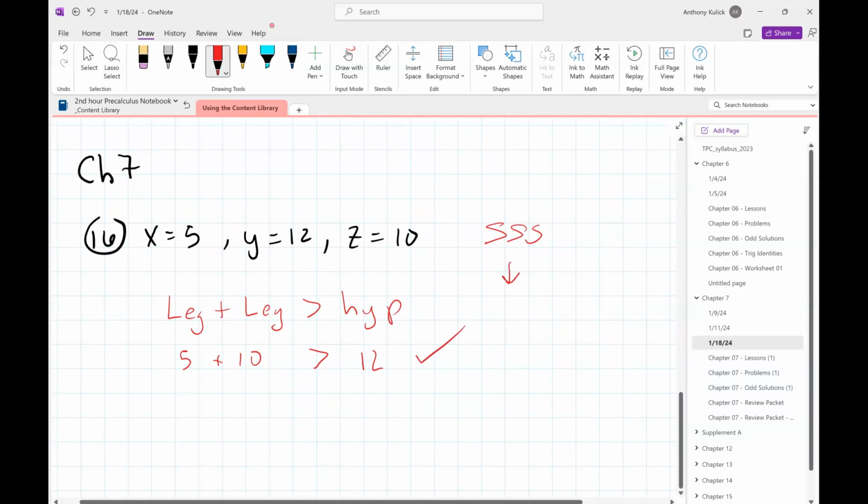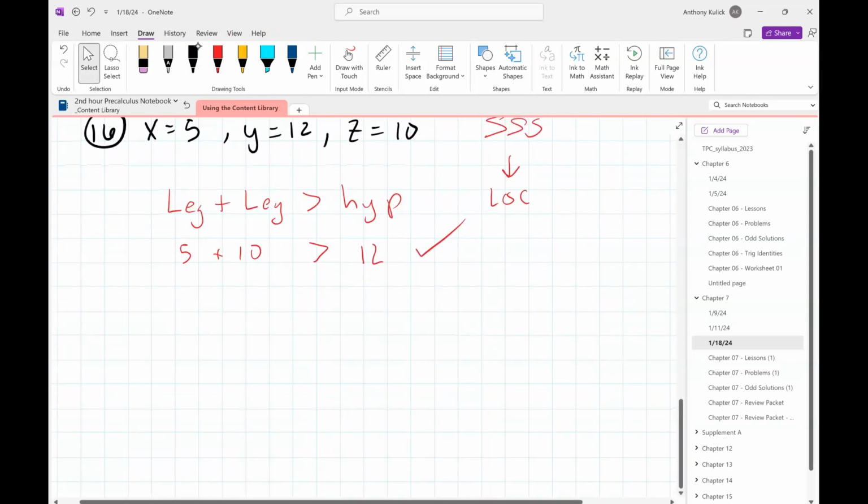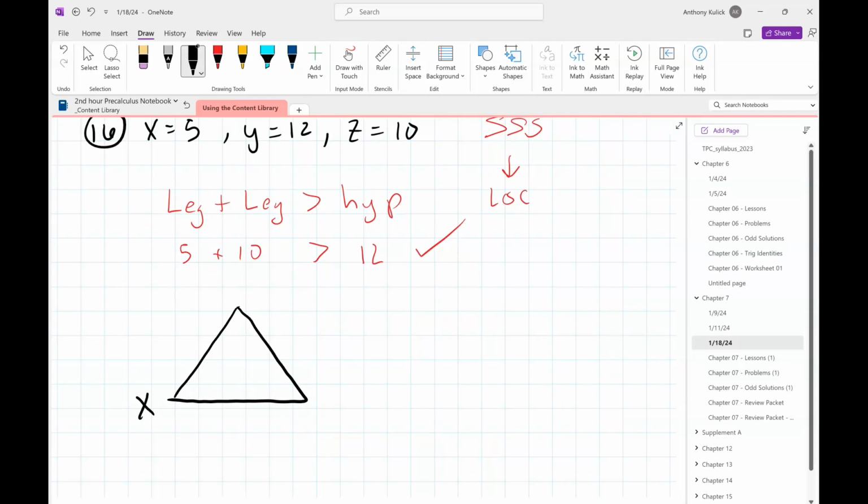Now, we know that for side, side, side, we're going to do a law of cosines problem. You would have known that also because you asked for a law of cosines problem. So let's draw ourselves a picture here to start.